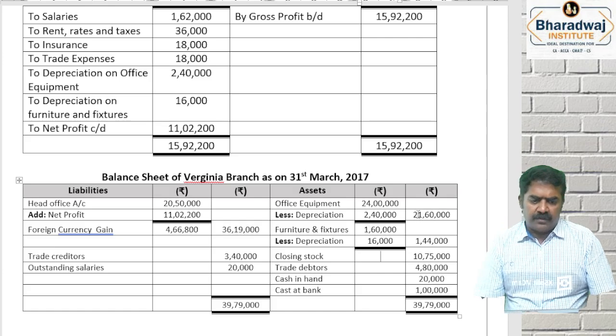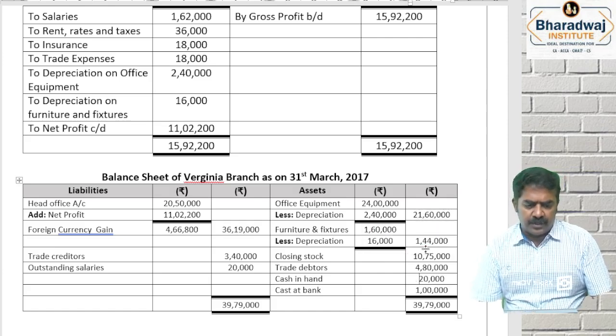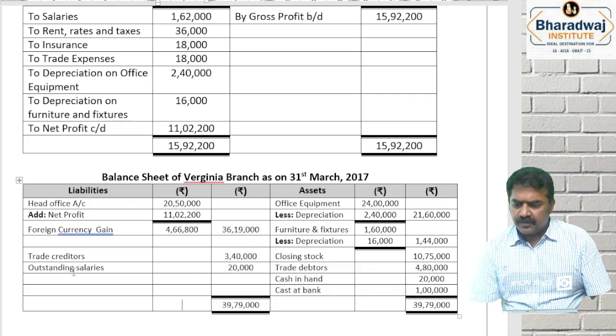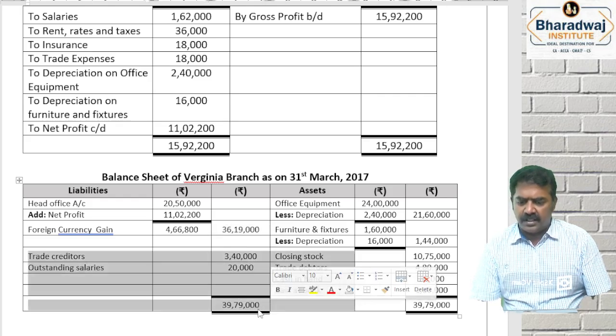Of course, this we have done in the trial balance itself. The office equipment, furniture, the closing stock converted values you have to take. Cash in hand, cash in bank, already trial balance எடுத்தாச்சு. Then creditors and outstanding salaries also you recognize.